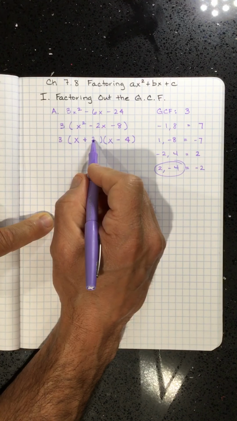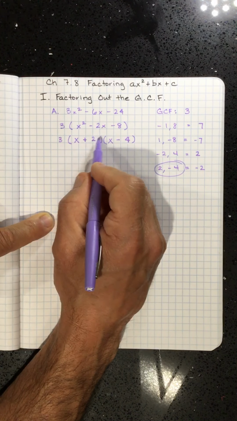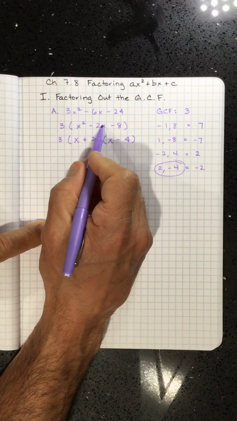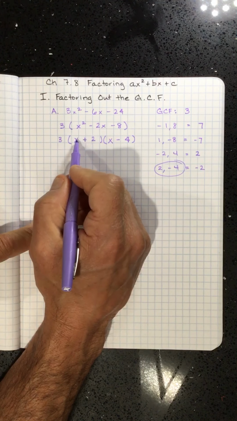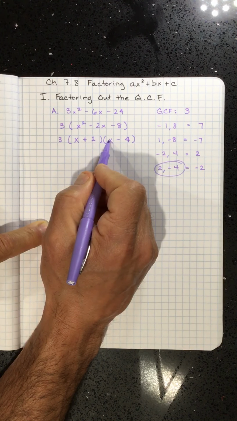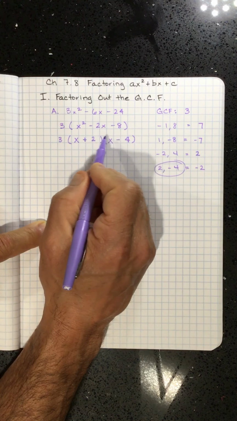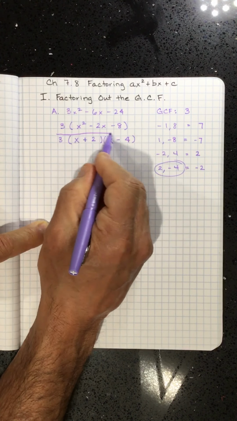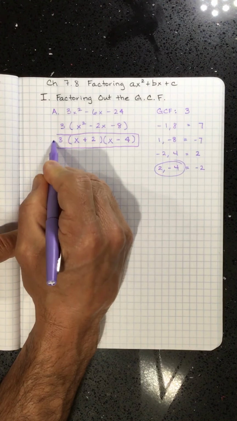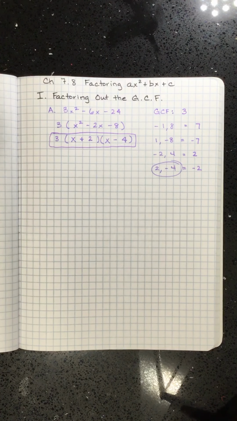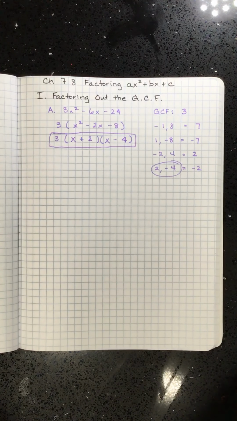I'm going to jump to the ends here. 2 times negative 4 is negative 8. And then the most, well, I guess not the most important part, but x times negative 4 is negative 4x. And then 2 times x is 2x. So negative 4x plus 2x is negative 2x. So then this is our answer. All right? 3 times the quantity of x plus 2 times the quantity x minus 4.